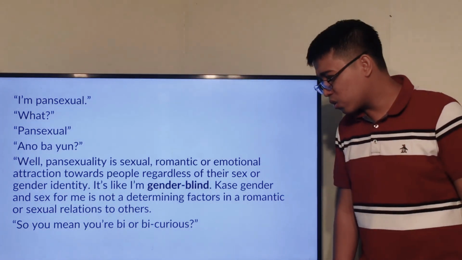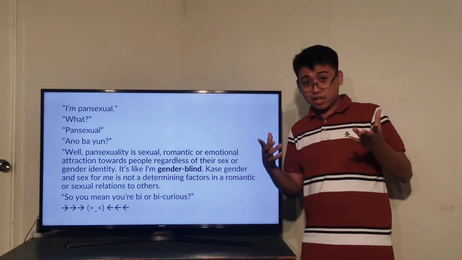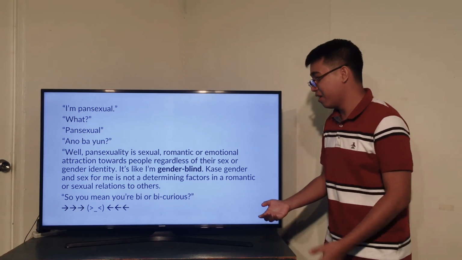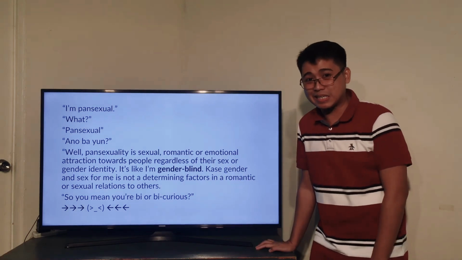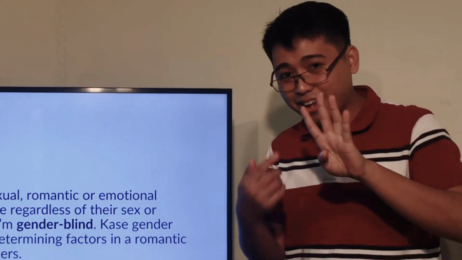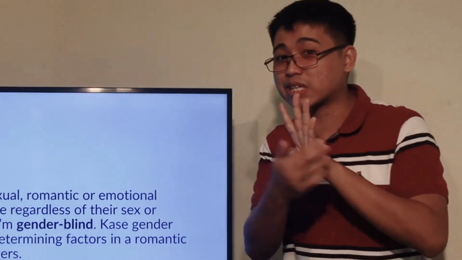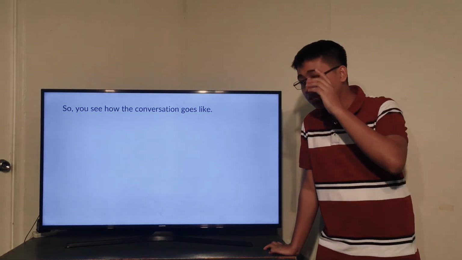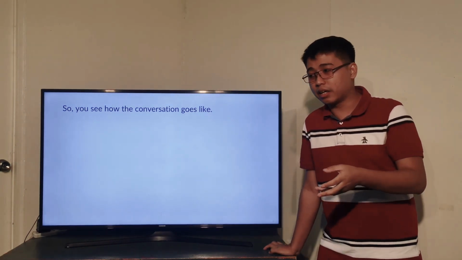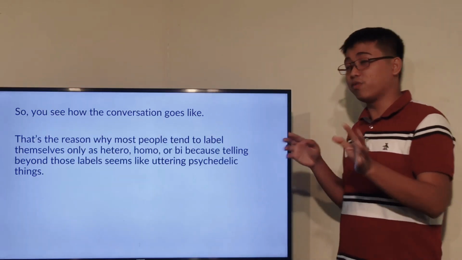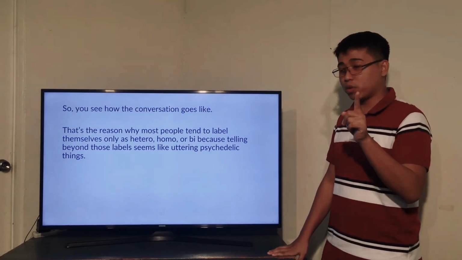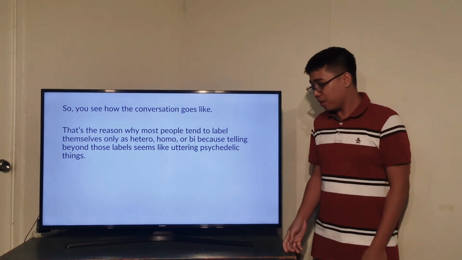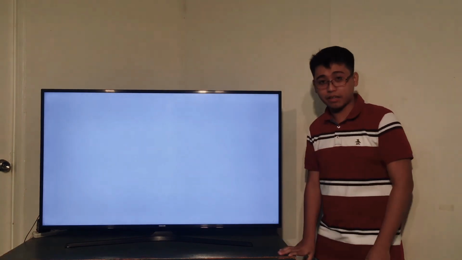They'll say, so, you mean you're bi or bi-curious? You see, after you explain like Google, this is pansexuality, in the end they still don't get it. Because what we know is only what surfaces, usually the four. So there's still a lot to explain. You see how the conversation goes? And that's the reason why most people tend to label themselves only as hetero, homo, or bi, because going beyond those labels seems like adding something psychedelic.